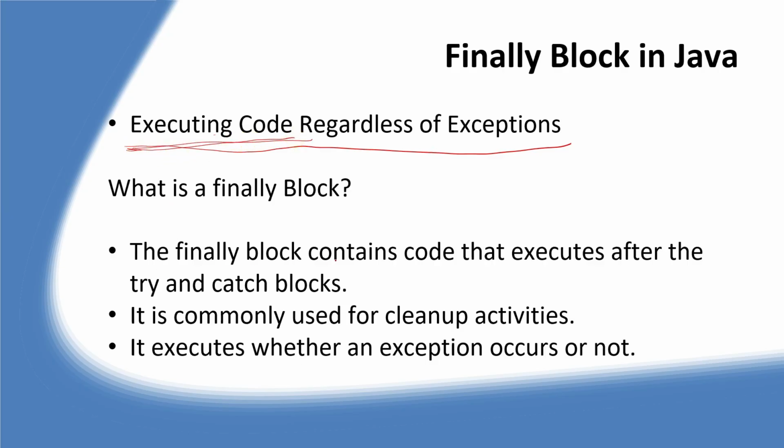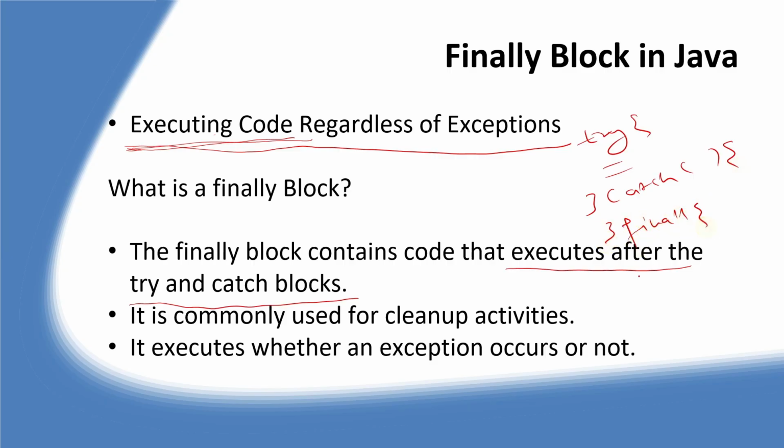So the finally block contains code that executes after the try and catch block. Let's say we have a try block, and inside try we have some lines of code, and the catch block is handling the exception, and after that we'll have the finally block. The finally block will come after the catch block. So what is the sequence? Try, then catch, then finally.